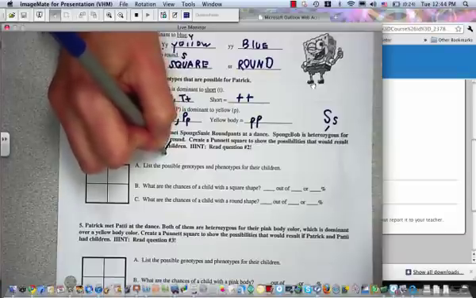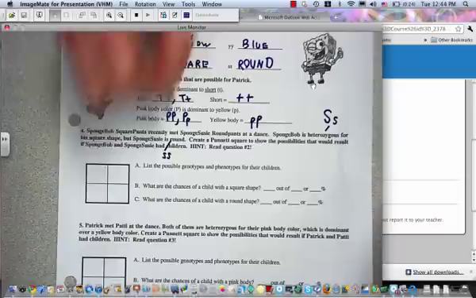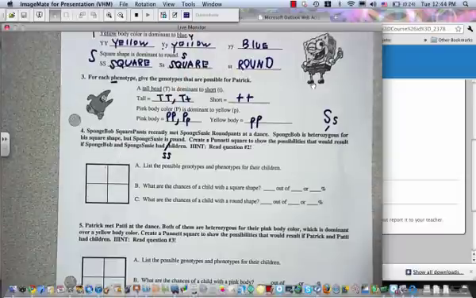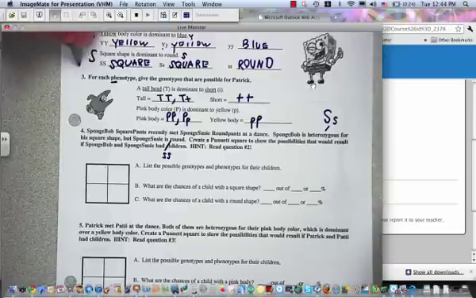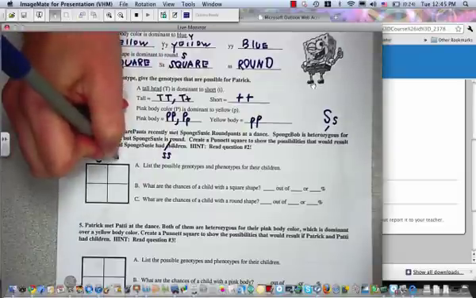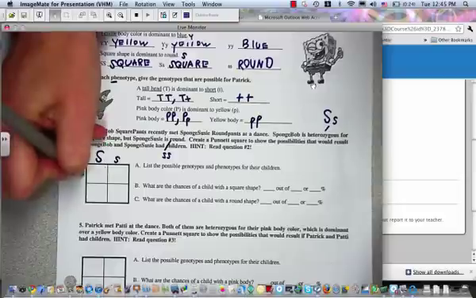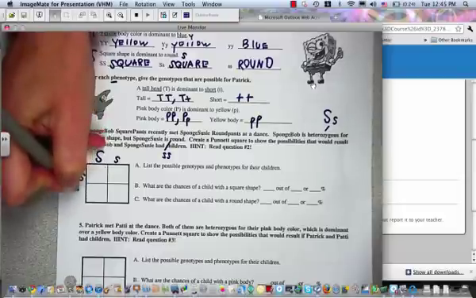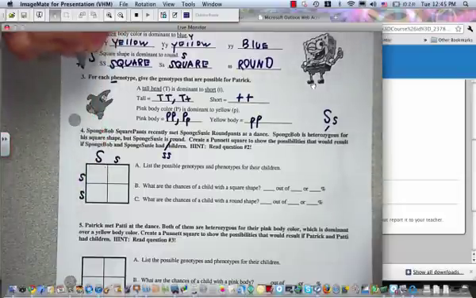lowercase s, lowercase s. Create a Punnett square to show the possibilities that would result with SpongeBob and Sponge Susie should they have children. Okay, they were telling you to refer up here. We already did this information. So if SpongeBob is capital S, lower s, and Susie is lower s, lower s, what could their children be?